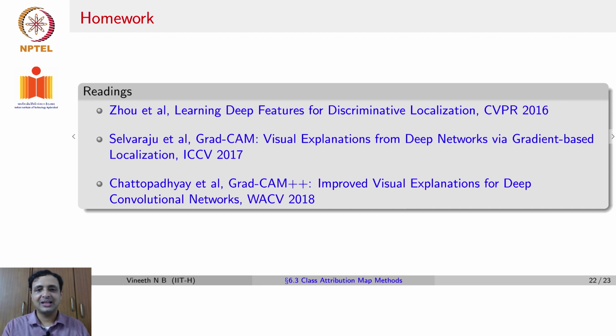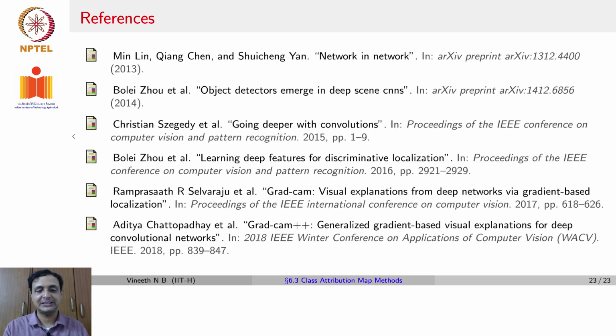For homework, there are these 3 papers, CAM, Grad-CAM and Grad-CAM++, and your job would be to read through them. And the other exercise would be to work out how we get the closed form expression for alphas in Grad-CAM++. References.